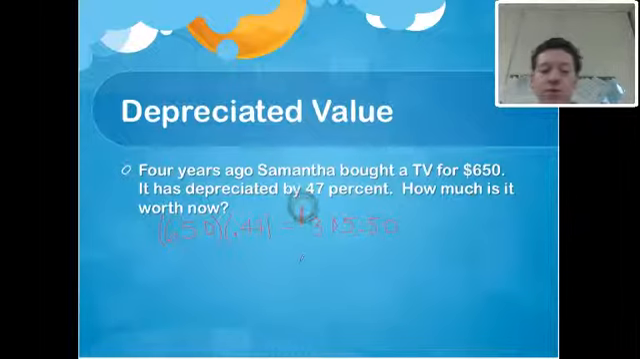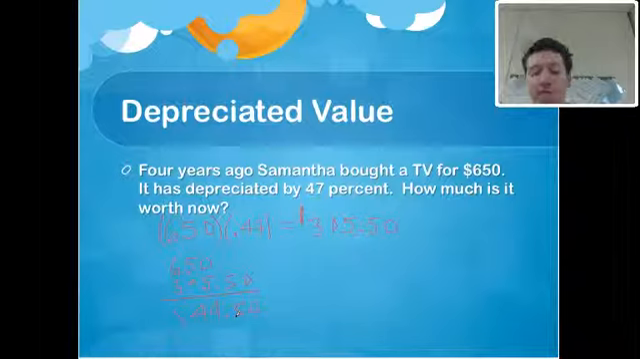Is that how much it's worth? Not quite. That's how much value has been lost from the value. So we'll take our 650. We're now going to subtract 305.50. When we do that, we end up with $344.50. That's the final value of the TV after it's depreciated in value.